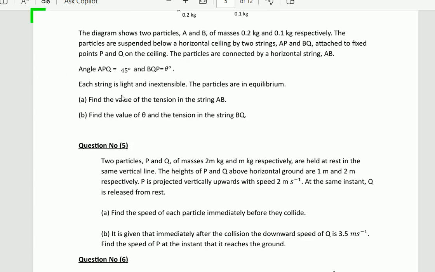Each string is light and inextensible. The particles are in equilibrium. Part A: find the value of the tension in the string AB. Part B: find the value of theta and the tension in the string BQ.